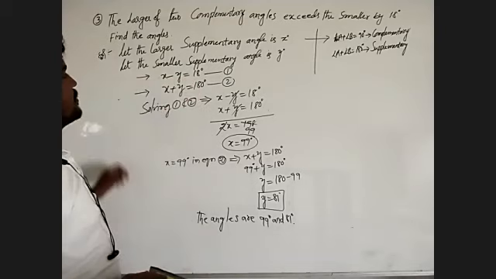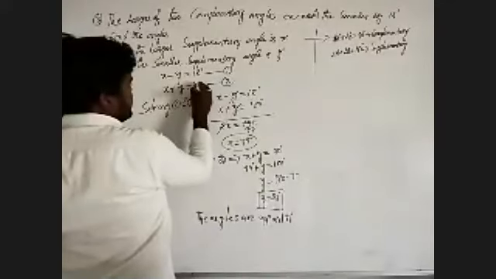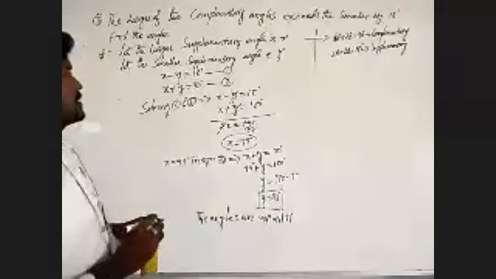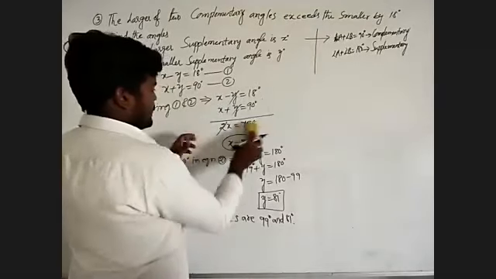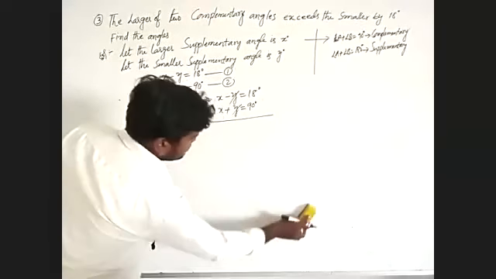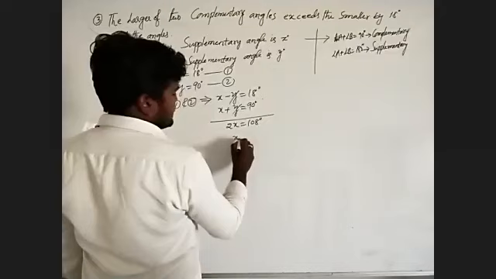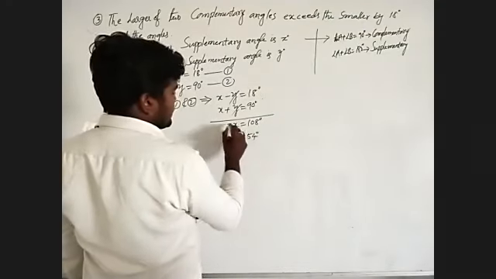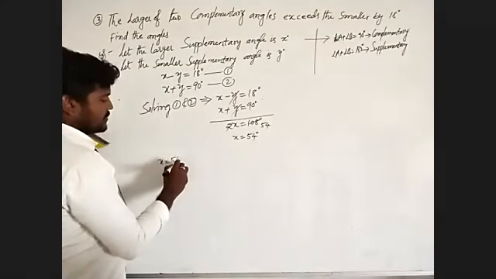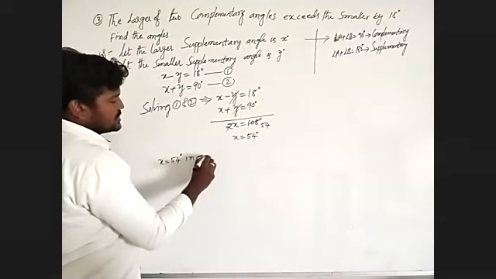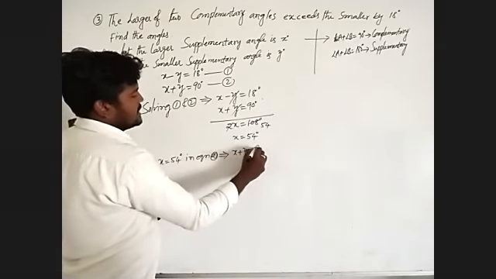After that, the given two angles are complementary, which means x plus y will become 90 degrees. Where x plus y will become 90 degrees. After that, 2x is equal to 108 degrees, x is equal to 54 degrees. Substituting x equals 54 degrees in equation 2, x plus y will become 90 degrees.